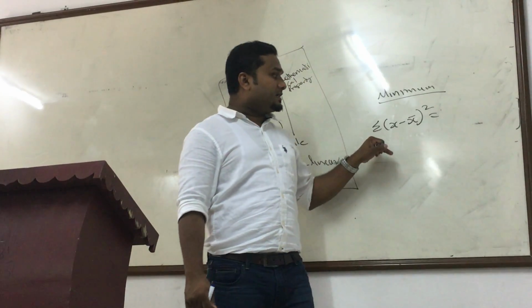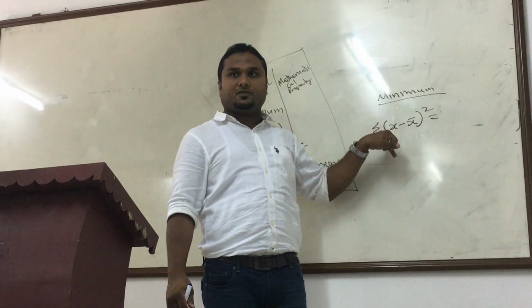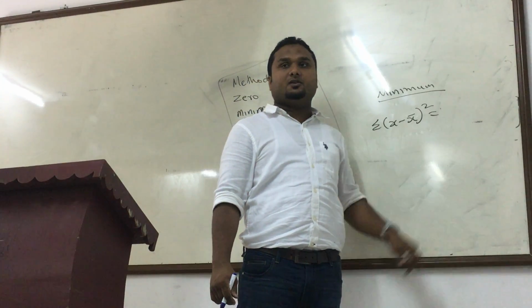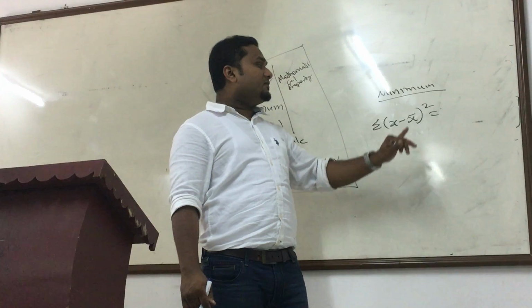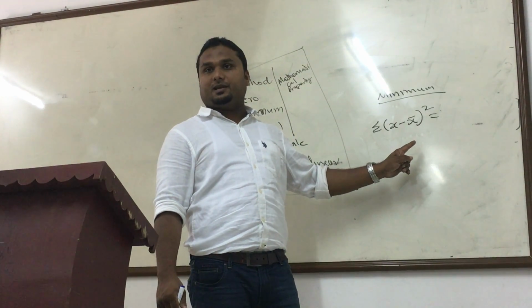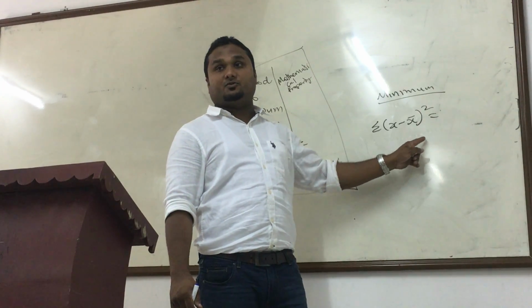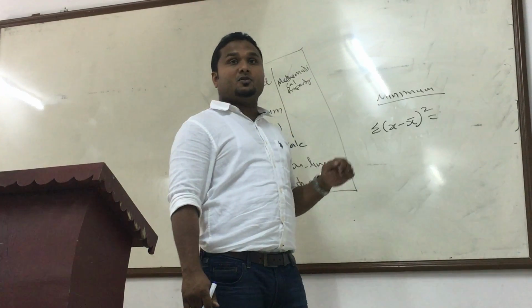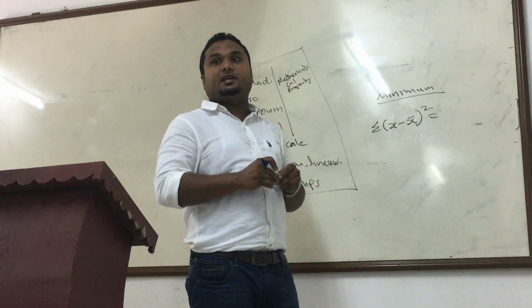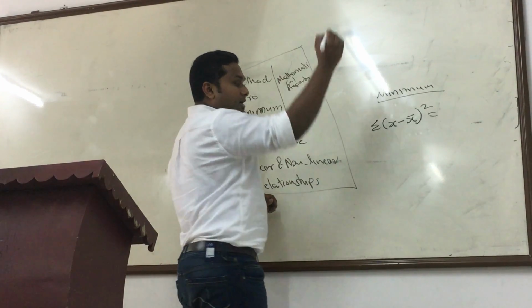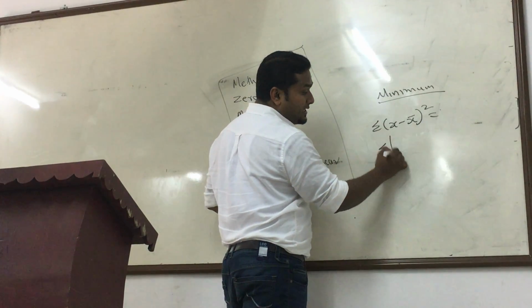If you take sigma (x minus x bar) whole square instead of sigma (x minus median) whole square, the least value will be with x minus x bar. This question happened in 2015 December. The sum of squares of deviation of observations taken from the arithmetic mean is minimum. Understood?